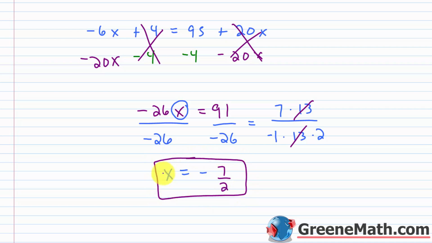Now, I'm not going to check this one in the interest of time, but if you wanted to, you could pause the video, go back up to the original equation, plug in a negative 7 halves for each occurrence of x, verify that the left and the right side are the same value.